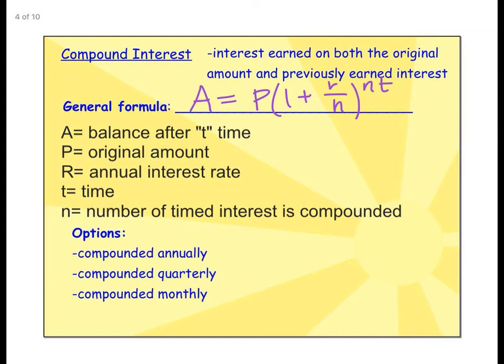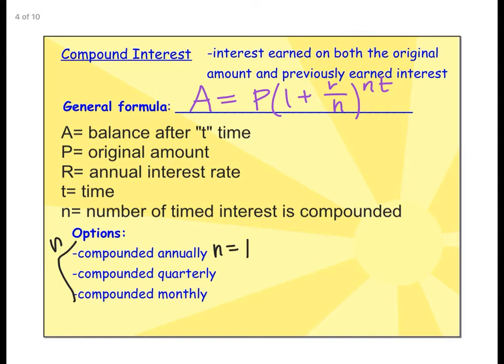T is time, and N is the number of times interest is compounded. So N can vary, but N can really only be 3 different things. When we practice it, you'll see N will come from this information. You have to know if you are compounding annually. Annually means once a year. So in that case, N would be 1.